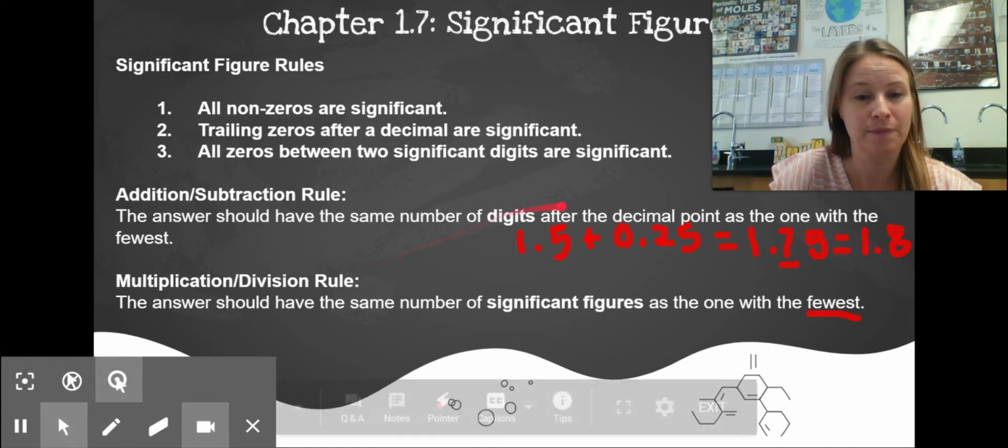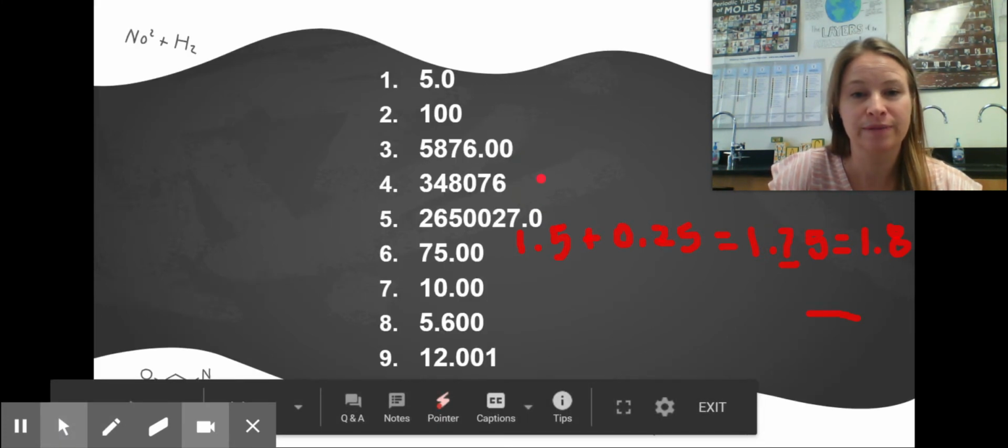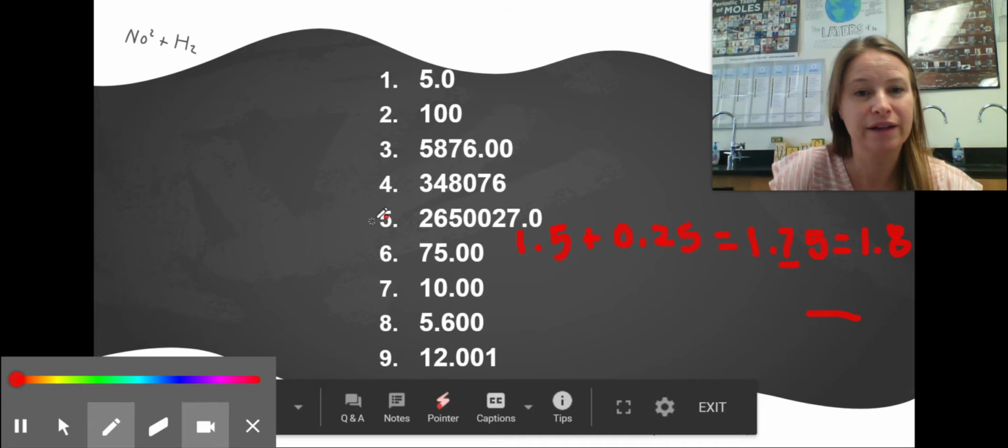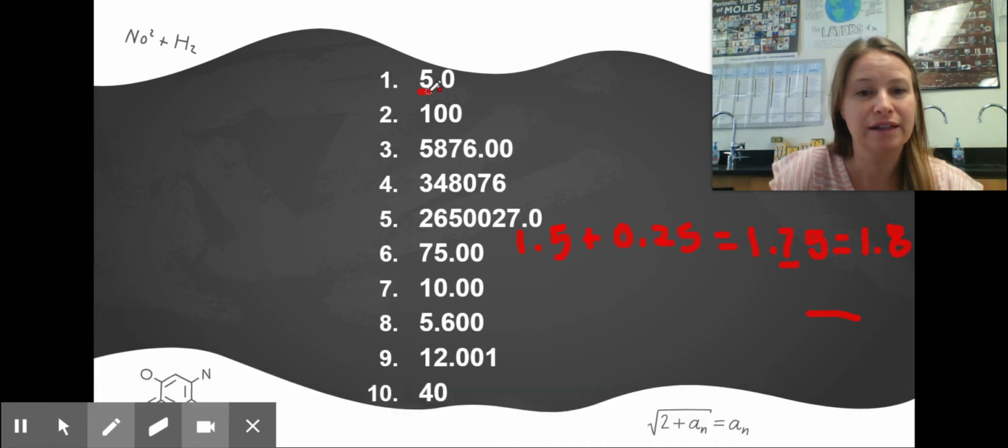Okay, so let's do some examples. How many sig figs are in each of these numbers? I will underline the significant figures. Anything that's not 0 is automatically significant. This is a trailing 0 because it's on the right of the number, and it's after a decimal, so this 0 is also significant. Okay, not 0, significant. These are trailing zeros, but they are not following a decimal, so those are not significant. So there's just one significant figure here.